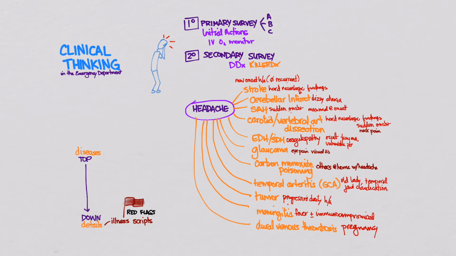Now what do we do? Now that we've done our history and physical, what's the next step? This is when we need to decide which diagnostic testing we're going to order and what kind of treatment and disposition we're going to make. So let's go through an example.